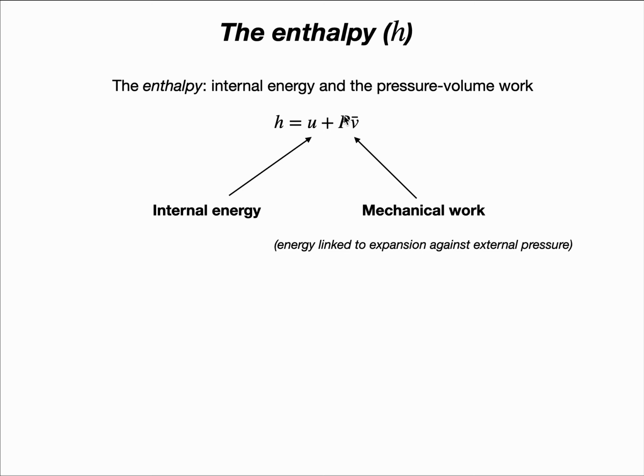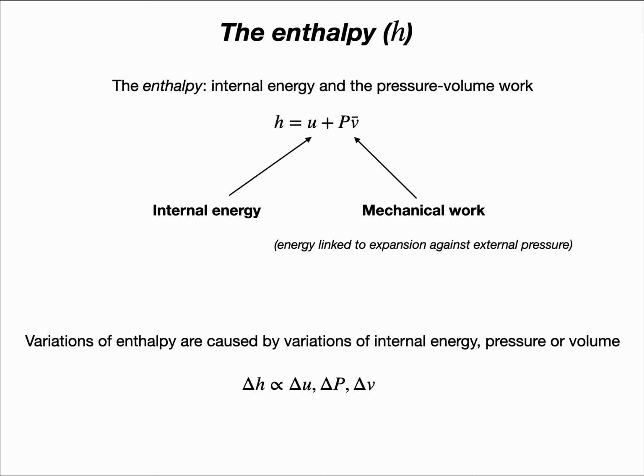So that's the pressure volume work. The pressure volume work here, this mechanical work, is the energy which is linked to expansion against an external pressure. So we form a new function, H equals U plus PV. Variations of enthalpy are caused by variations of internal energy or variations of pressure and volume. So if you want to change this thing, we need to vary these components here.